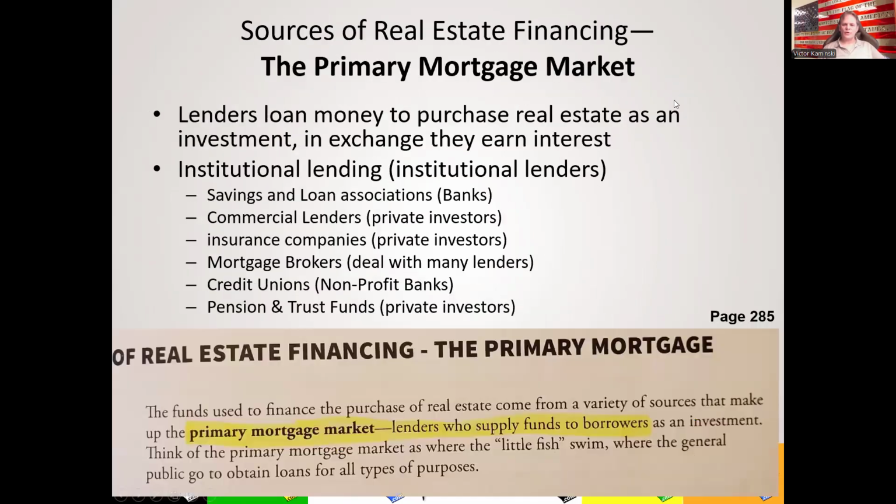The primary mortgage market, once again, is where loans are originated to consumers. People get loans from savings banks, private investors, those commercial lenders, insurance companies, mortgage brokers, credit unions, pension and trust funds. Okay, that's the primary market.